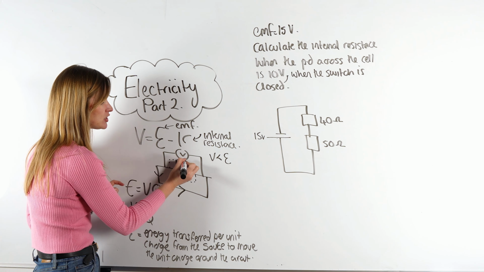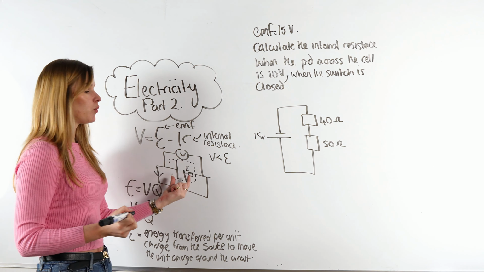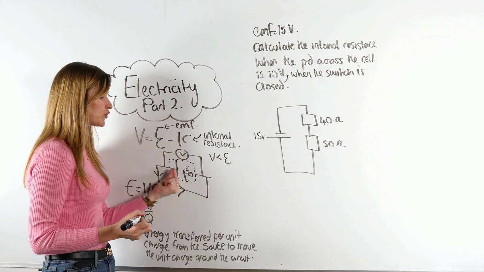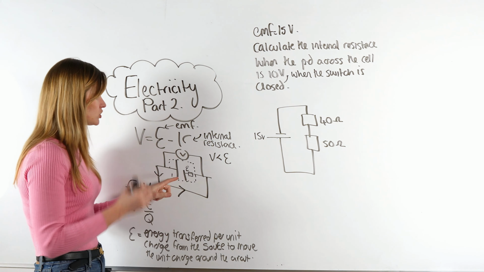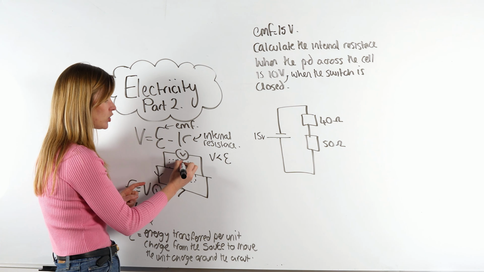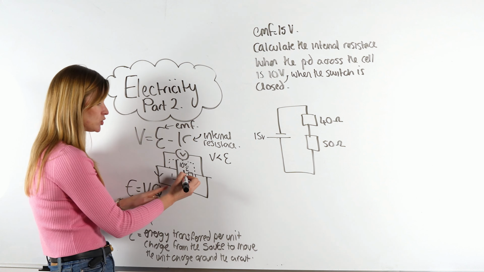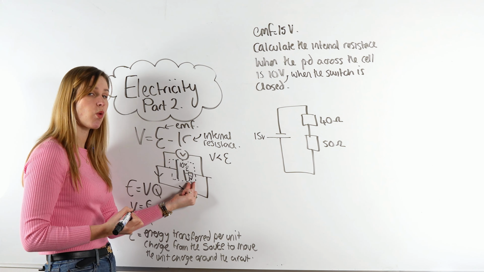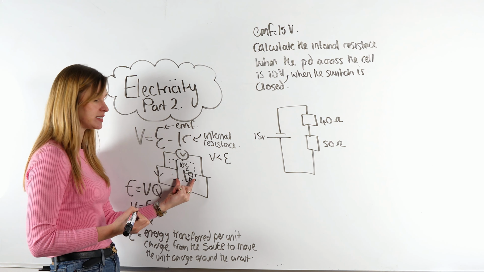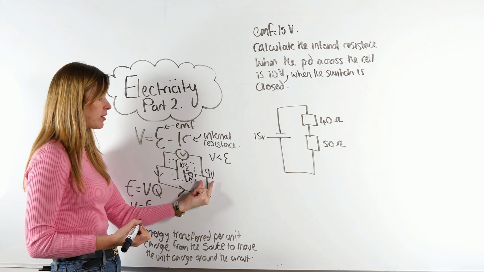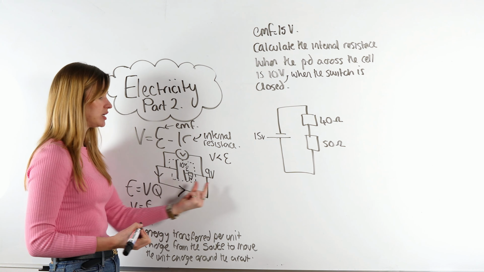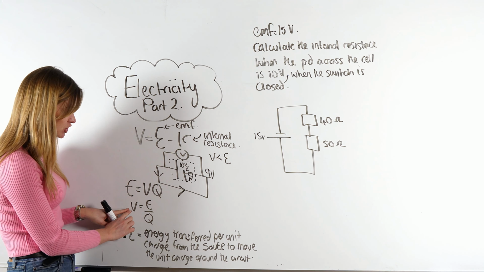So you can think about the cells not being perfect. When a unit charge or an electron moves through that cell, it's going to lose some energy on traveling through the cell itself. So let's say the EMF was 10 volts, but each unit charge is going to lose 1 joule of energy, or 1 volt, on going through the cell. It's actually going to come out with 9 volts, or each unit charge is going to come out with 9 joules.